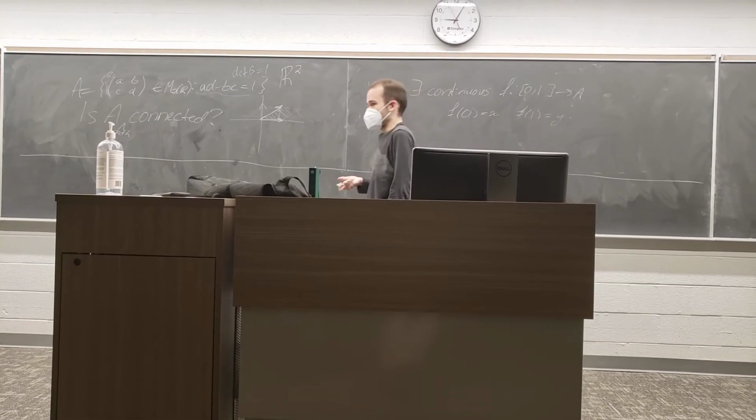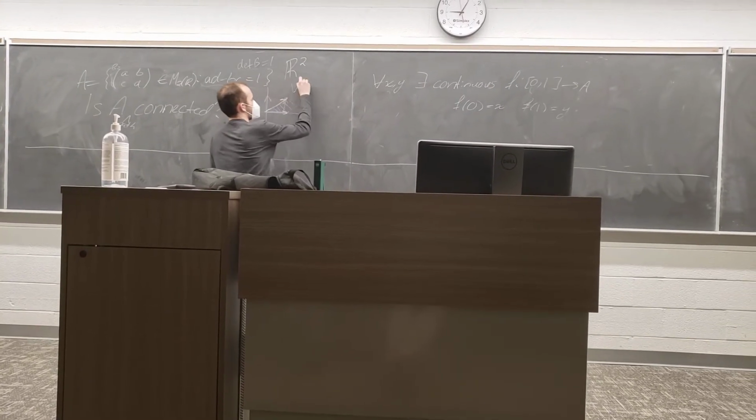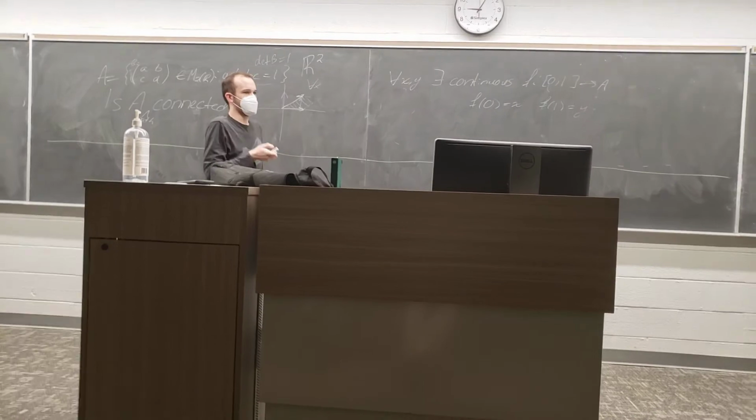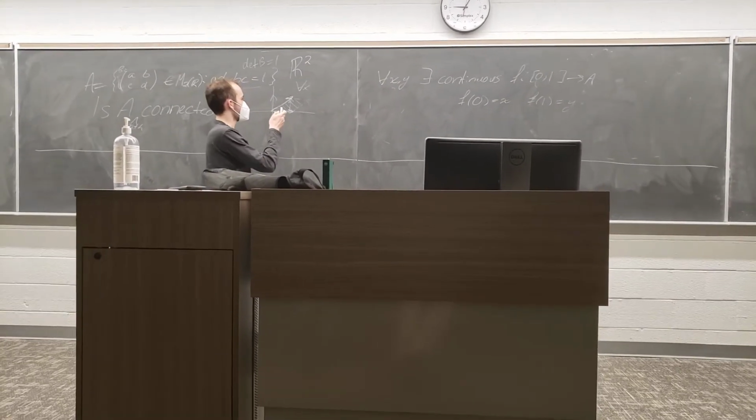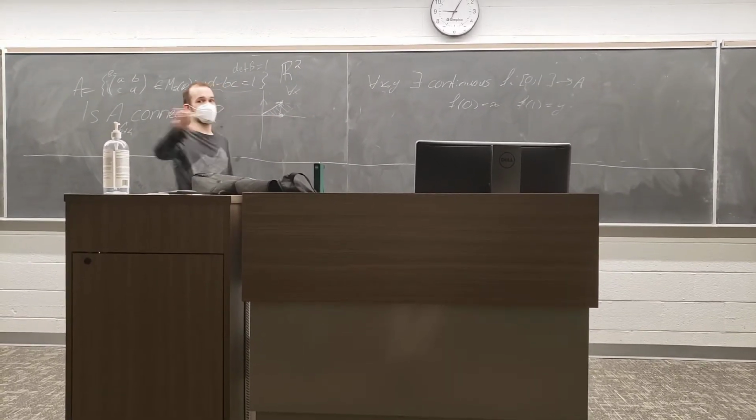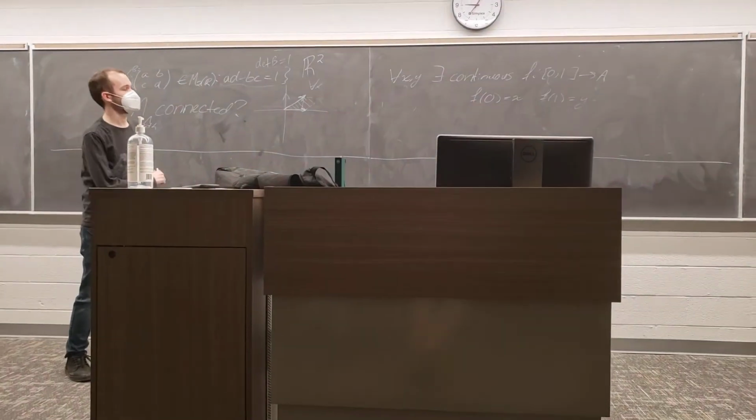But I'm going to give us an easier time. I'm just going to pick an x, and I can find a continuous path that takes us from x just to the identity matrix. I'm not going to care about any y.